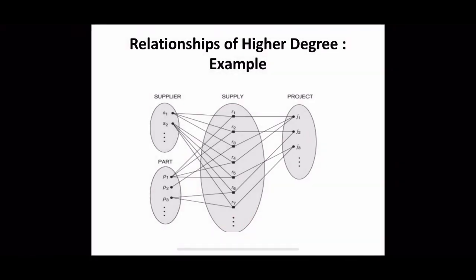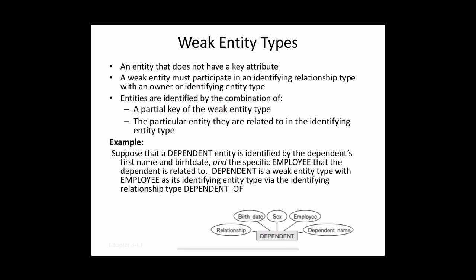So we have to discuss one more thing, that is weak entity types. We have seen an example for such an entity type, so we can discuss the formal definition. An entity that does not have a key attribute can be called a weak entity. Here, dependent is an example for a weak entity, which does not have a key. So how can we identify different instances of a particular weak entity type, since it does not have a key of its own? Any entity type which has a key is called a strong entity type.